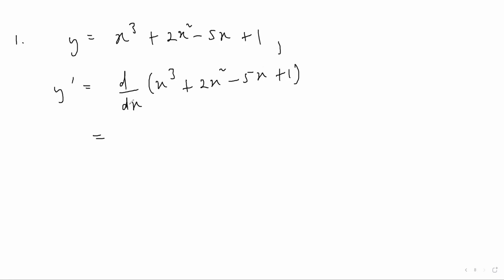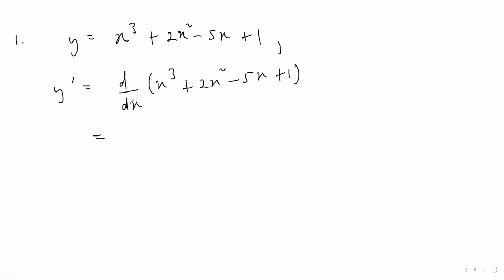Now we're going to use the rules that we covered earlier. What do the rules say? The derivative of a sum or a difference is the sum or difference of the derivatives. Simple as that. So we apply this rule to this and see what we get.